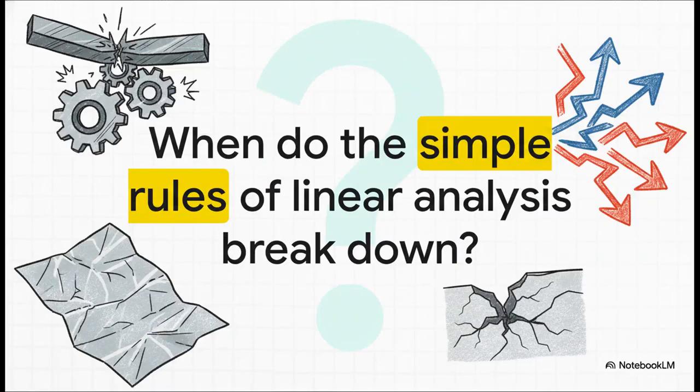But here's the catch, right? The real world is, well, it's messy. Materials yield, big parts bend a lot, and things bump into each other. The second any of that happens, our nice, neat linear assumptions start to fall apart. And if we're not paying attention, they can lead to results that are dangerously misleading. So the million-dollar question is, how do we know when it's time to step out of that comfortable linear world?